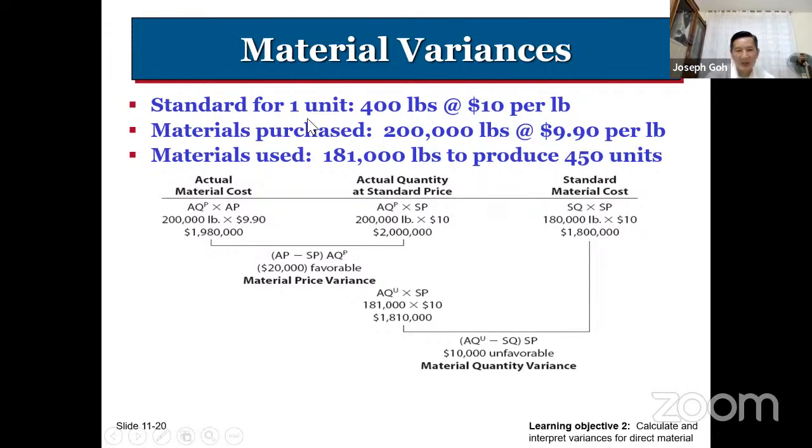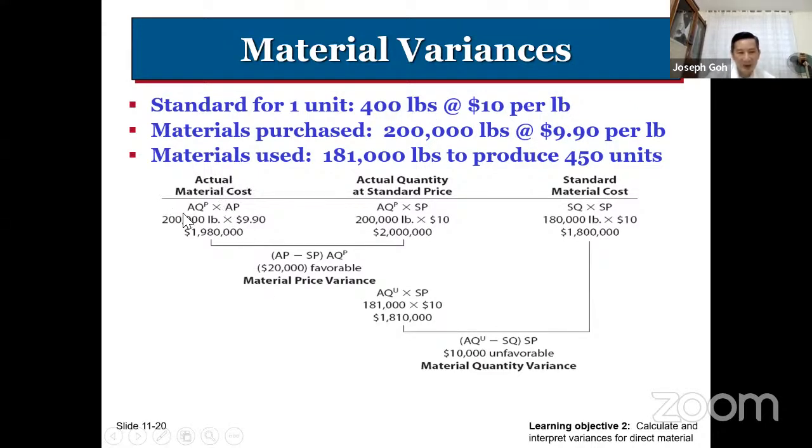And to produce 1 unit, you need 400 pounds. So to produce 450 units, you need to use 450 times 400 pounds. Only then can you get the total pounds to use. Total pounds to use, that means the number of kg. Okay, let's go to the material price variance again.